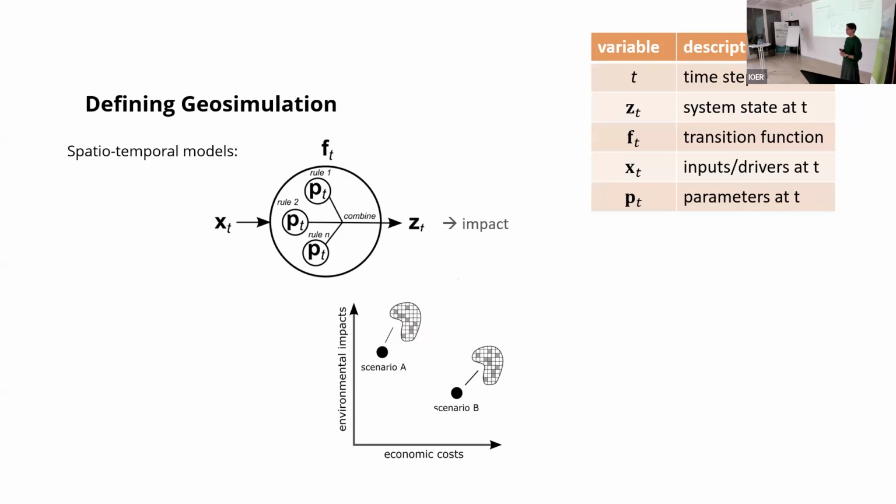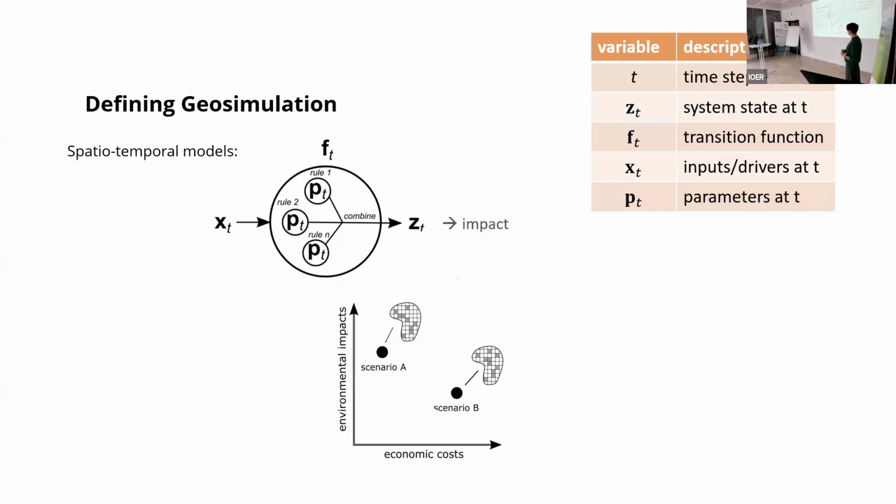How do we use that model? We use it in combination with inputs or drivers that simulate things that affect that system over time. And what we then model is Z, the state of the system and its changes over time. Once we know the state of the system and the changes over time, we can compute the impacts that are a result of that.